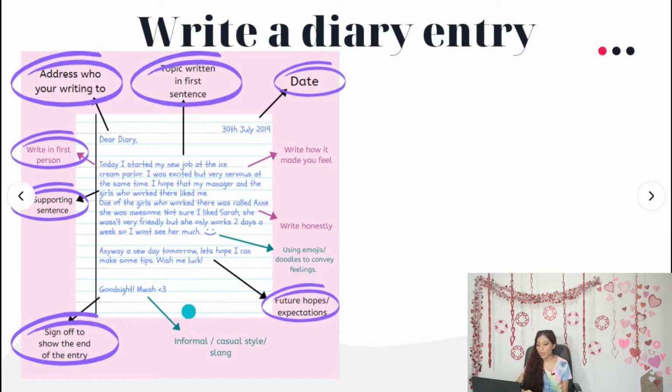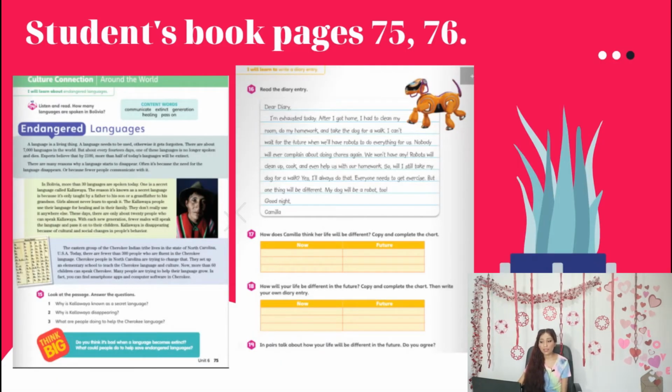And she added "moi." So I didn't circle these things, because I don't think they are necessary. Like for example, using emojis, doodles to convey feelings, informal casual style, slang. This is up to you, okay? So this is the main formula. If you want to copy this, it's okay. If you don't want to copy this, it's okay, okay? So I want you to remember this, because right now we are going to go to the student's book.